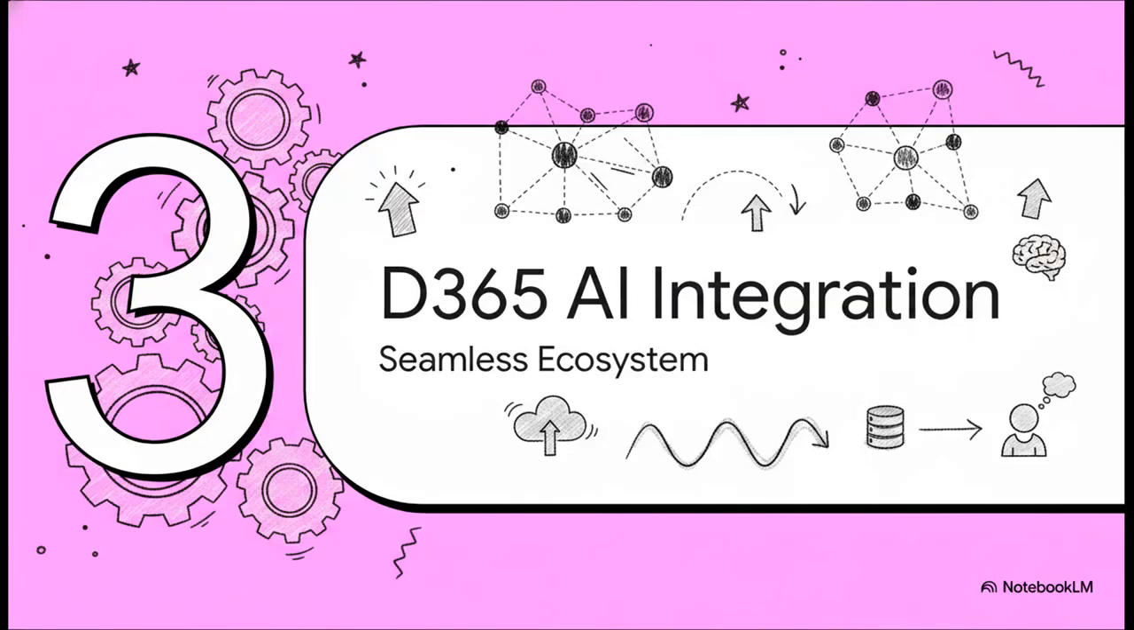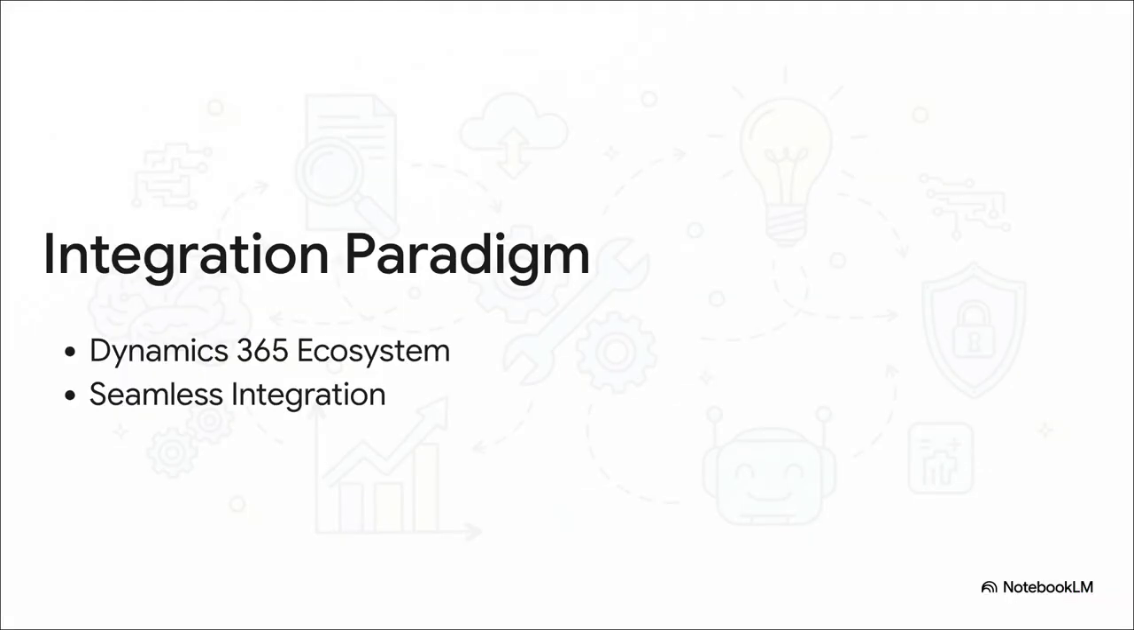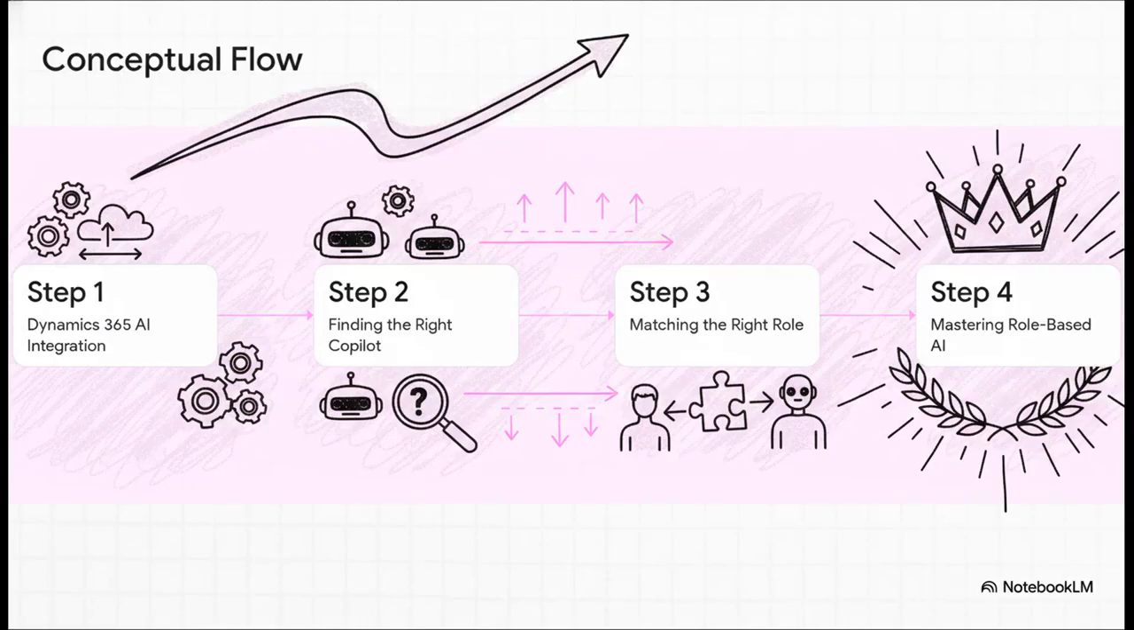Actually, mastering Dynamics 365 Copilot absolutely requires embracing this highly specific, tailored approach. Let's unpack the first half of that title in Section 3, Dynamics 365 AI Integration, Seamless Ecosystem. That word, integration, implies a massive paradigm shift. The AI isn't some separate, isolated app where you have to go open a new browser tab. No way. It is seamlessly integrated, meaning it's embedded directly into the Dynamics 365 ecosystem and into your everyday workflow. It just sits right there alongside your data, quietly observing and ready to jump in precisely when and where you're already working.